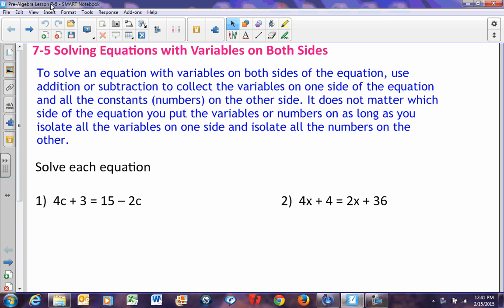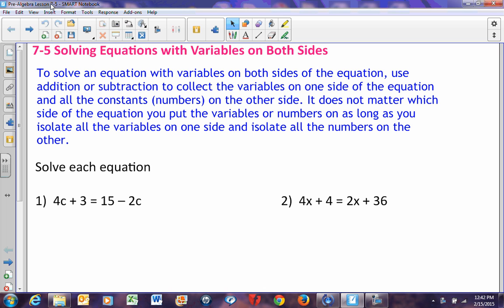This is pre-algebra lesson 7-5, solving equations with variables on both sides. To solve an equation with variables on both sides of the equation, use addition or subtraction to collect the variables on one side of the equation and all the constants or numbers on the other side.